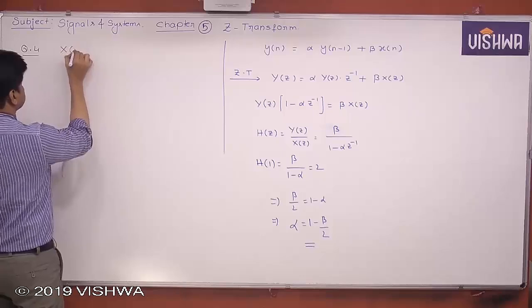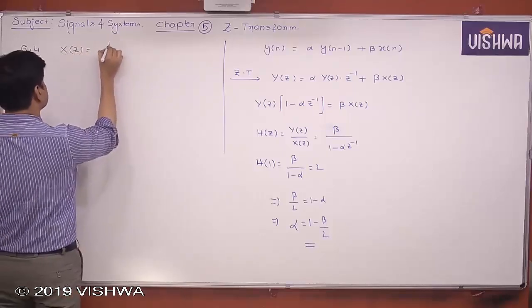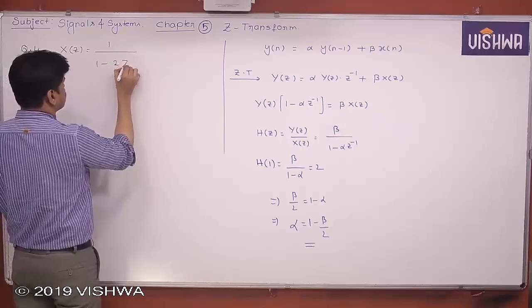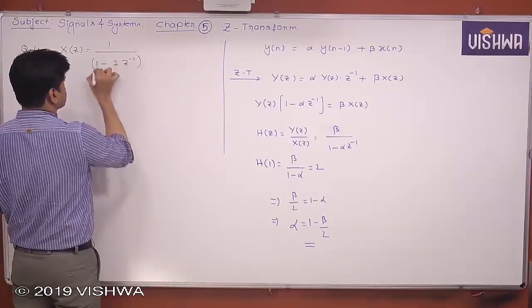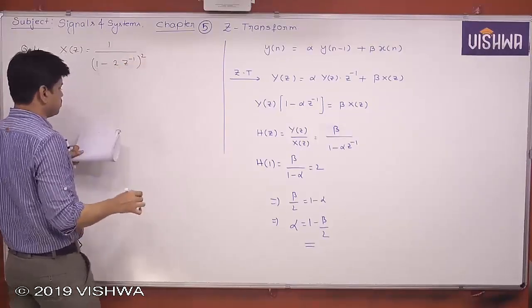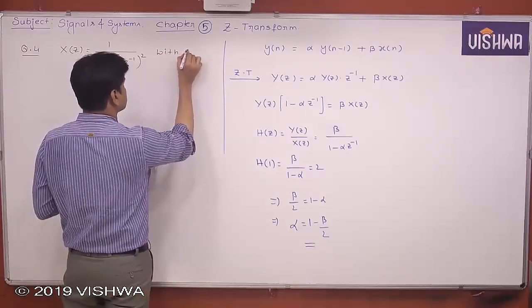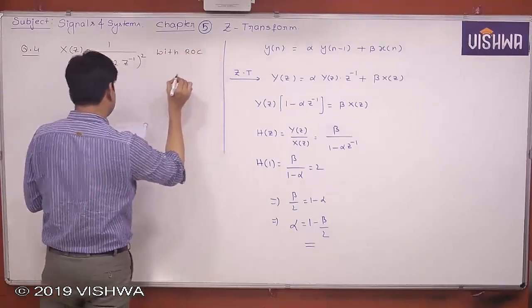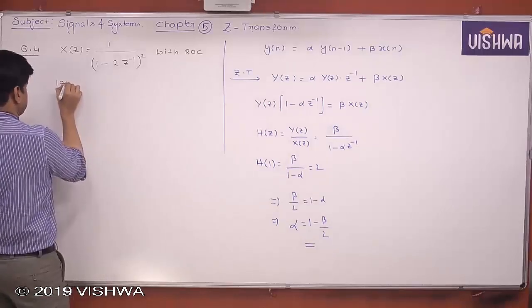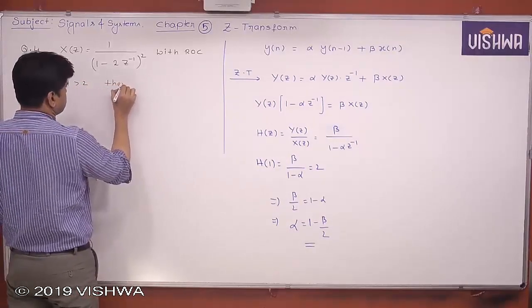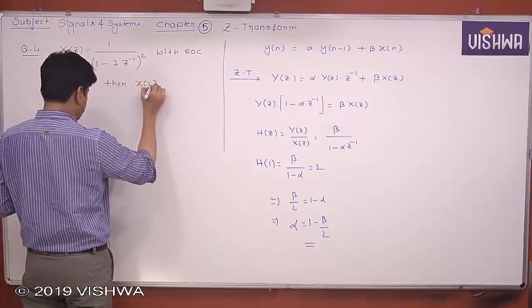Question number 4. X of z is equal to 1 by 1 minus 2 z inverse whole square with ROC mod z greater than 2. Then small x of 2 is?